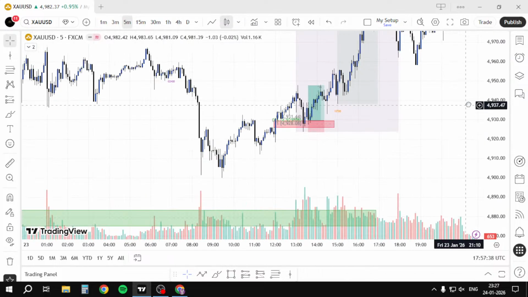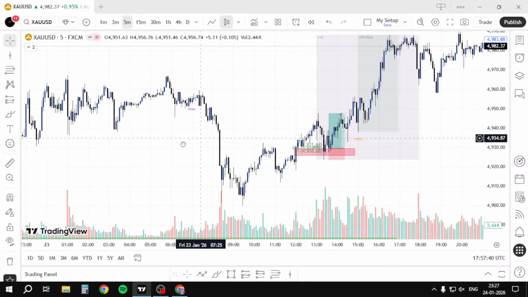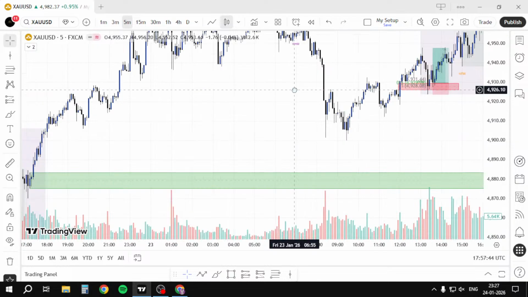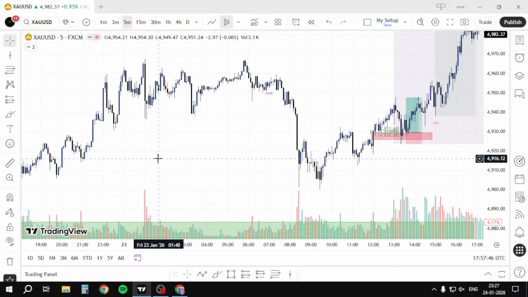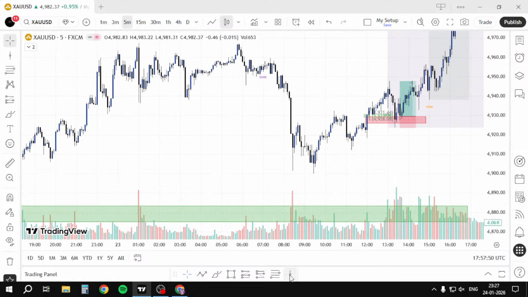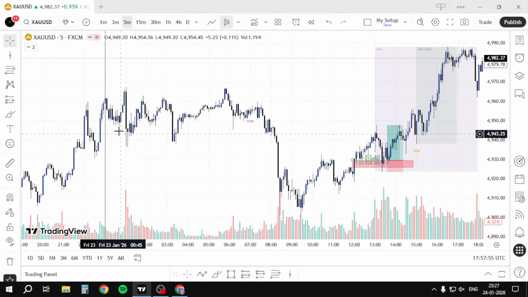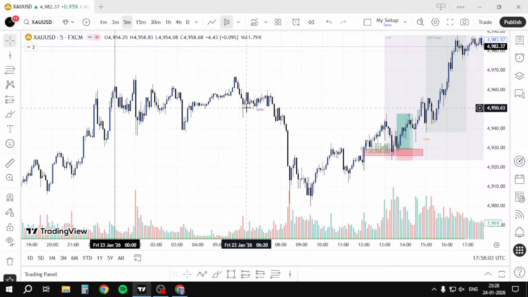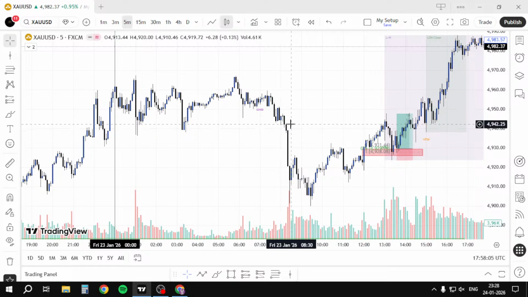See, in the last session, I am showing every session, one to one. Now see, let me put a vertical line at the day start. Now see, here the market was consolidating. The market was consolidating in the Asia session. Then the London session swept the liquidity.